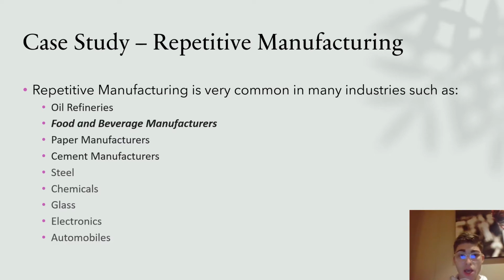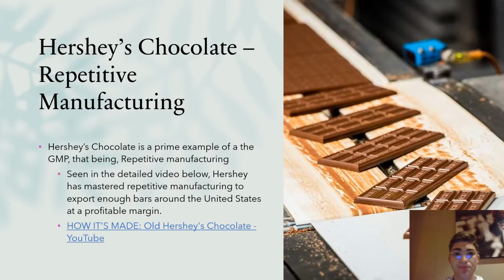As I said before, repetitive manufacturing is very common in lots of big industries, such as oil refineries. Food and beverage manufacturers are what we're talking about today for our case study. But as you can see on the rest of the screen, all of these different industries really specialize in repetitive manufacturing, because having that system, that assembly line in place, is really useful when you want to distribute a high volume of product, right? So that's where repetitive manufacturing really shines, and it's used in lots of those big companies and big industries.